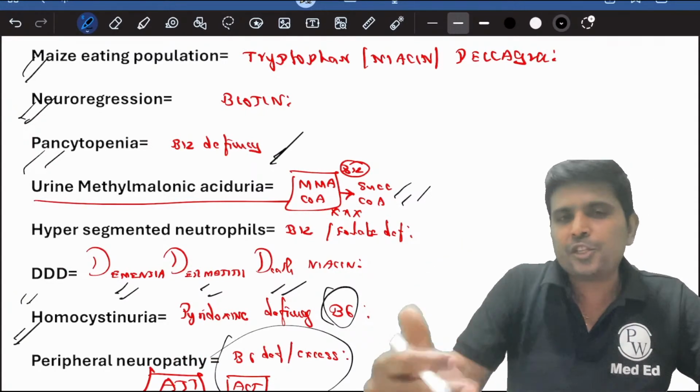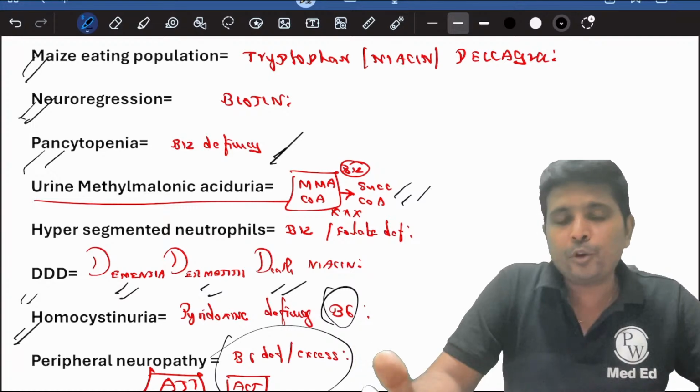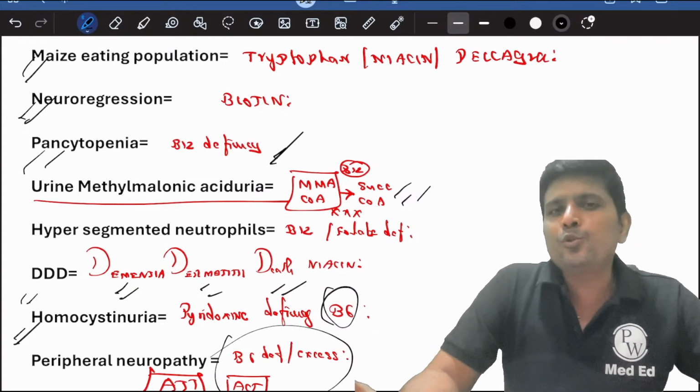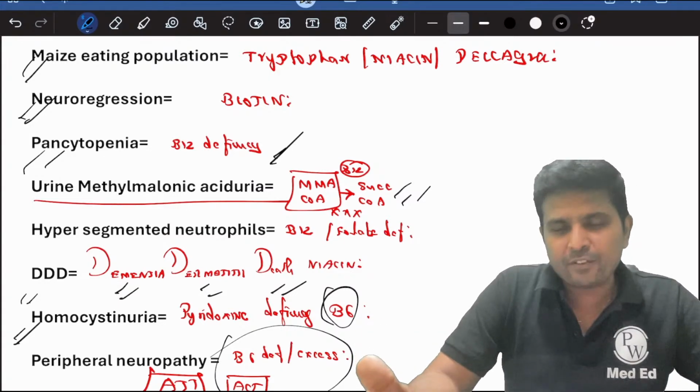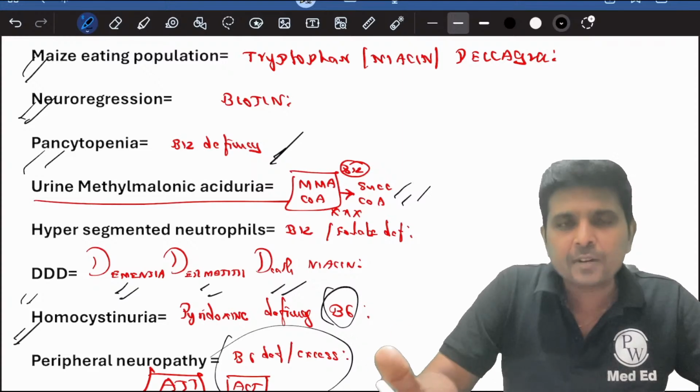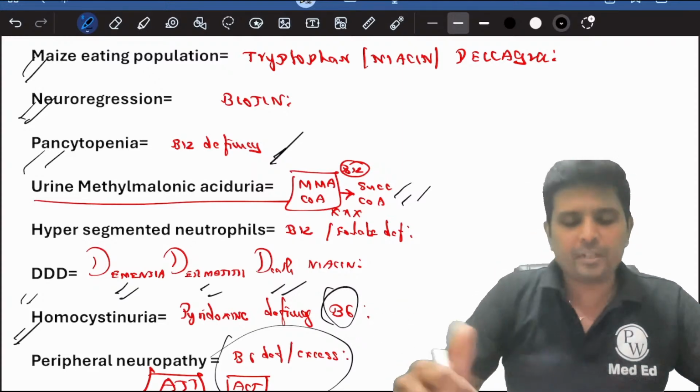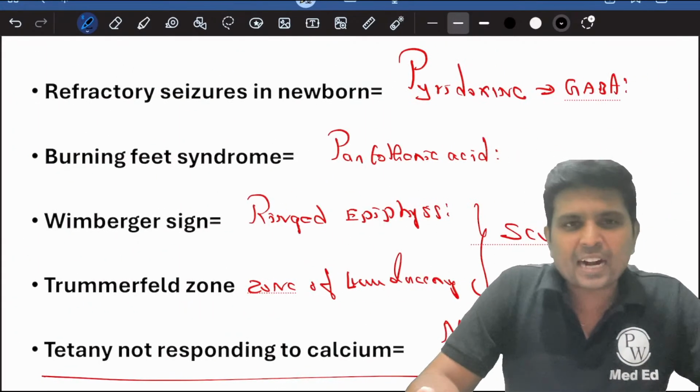Since we don't have much time to discuss many things, I am going very fast. So this will be useful. Instead of going very slowly, I am going fast, because this is basically a revision rather than an elaborate session. Refractory seizures in newborn, very important.